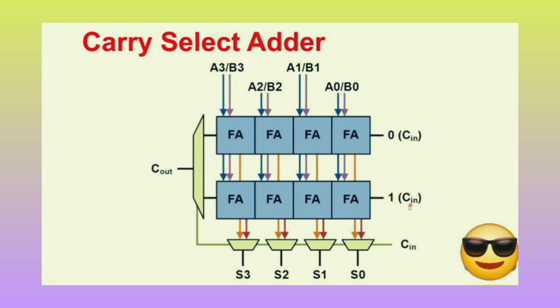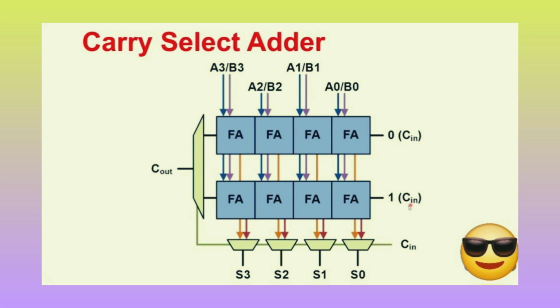There are two rows of 4 full adders each, as shown. The top row has its carry input fixed at 0, labeled Cin equal to 0 on the right side of the schematic. This row computes the sum of A and B under the assumption that no carry is coming in. The bottom row has its carry input fixed at logic 1, labeled as Cin equal to 1. This row computes the sum of A and B under the assumption that a carry of 1 is incoming.